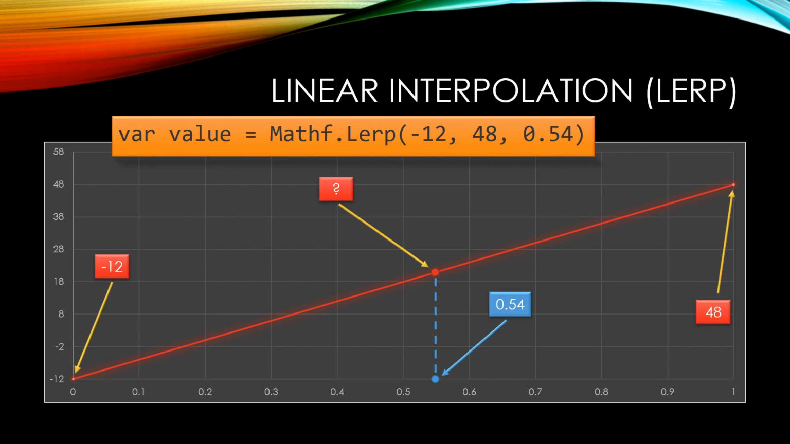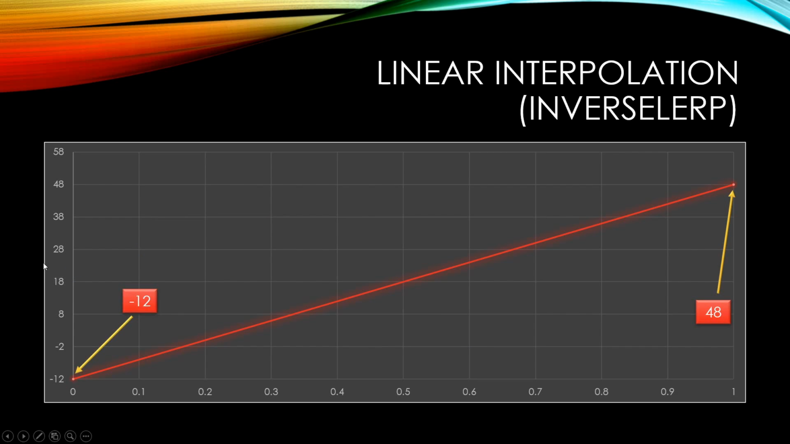So we use the Lerp function. In this case, we have -12 for the min, 48 for the max, and 0.54 is our interpolant, or the percentage of the way between -12 and 48. The result of this function is 20.4. So 20.4 is about 54% of the way between -12 and 48. And if you look over here, you'll see that's pretty much where we are on the axis.